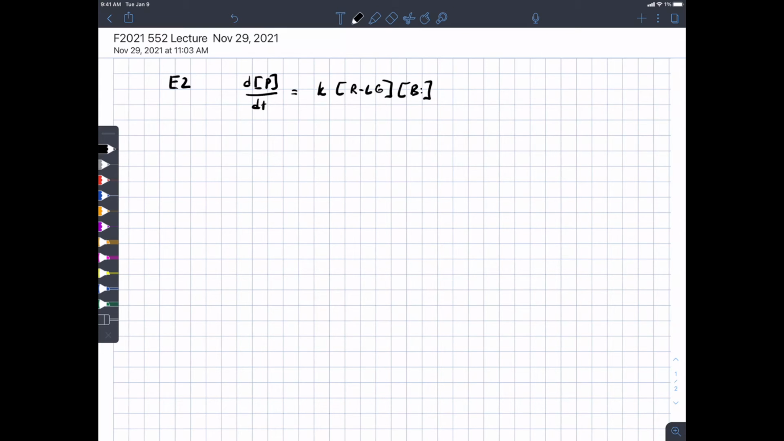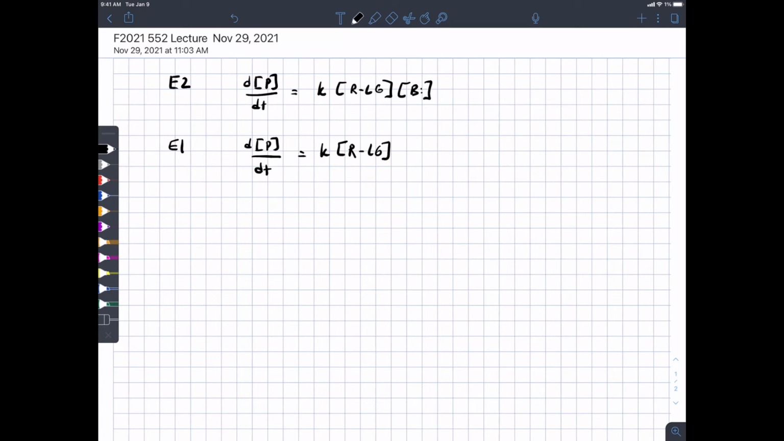You've also heard of the E1 reaction, in which the rate depends only on the concentration of your alkyl halide or whatever alkyl group plus a leaving group, and not on the concentration or identity of the base.